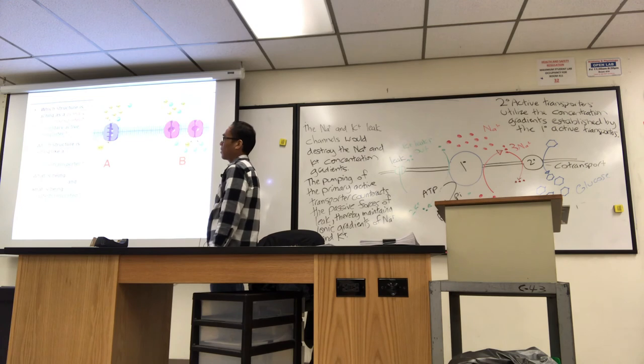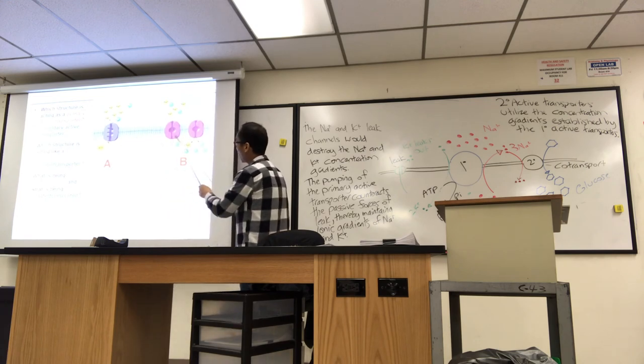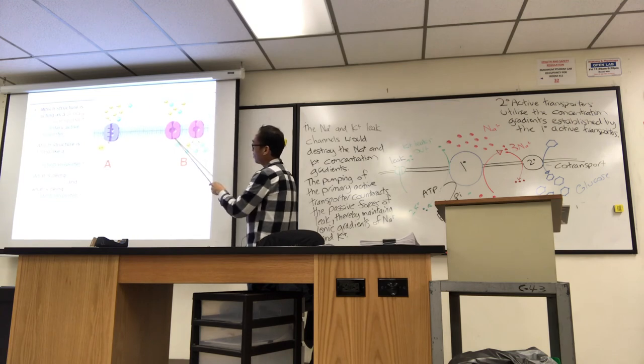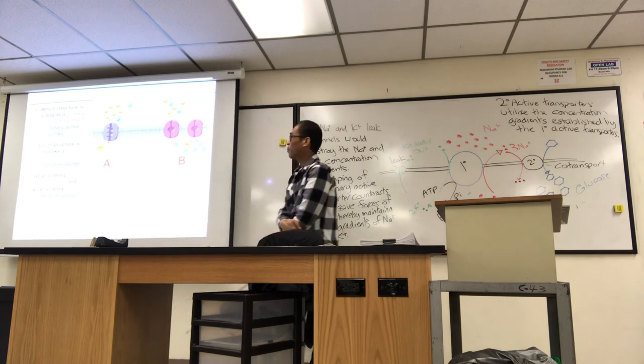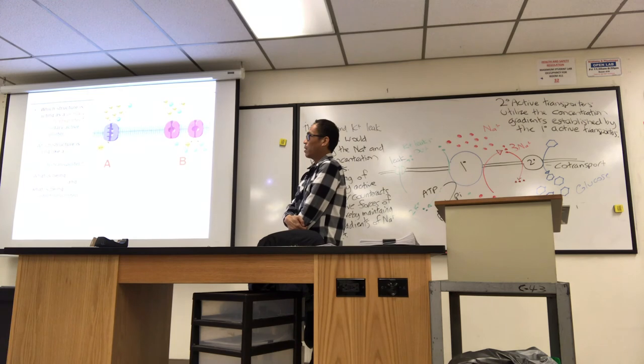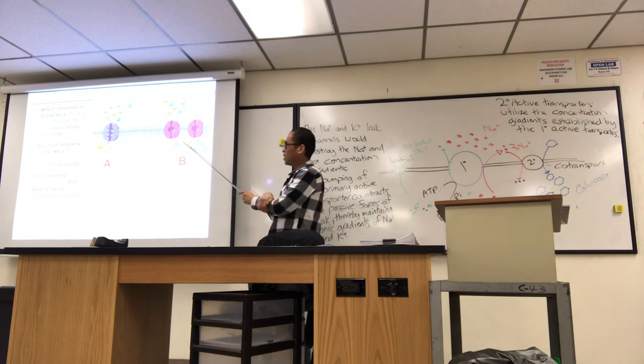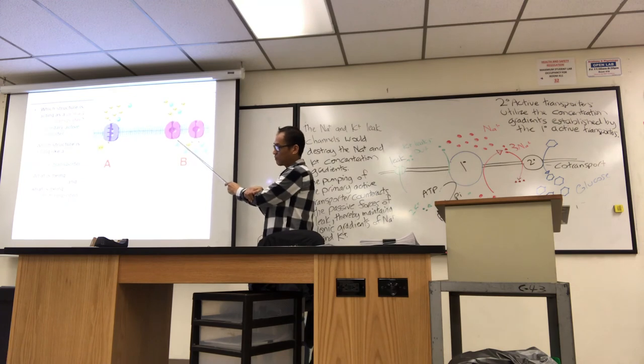Which is the primary active transporter in this picture? This molecule A, this is the same molecule B. Which one's primary, A or B? I would say A is, and they're trying to show you that B was the secondary active transporter.